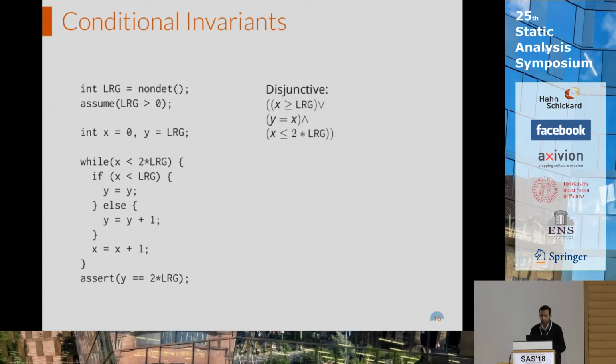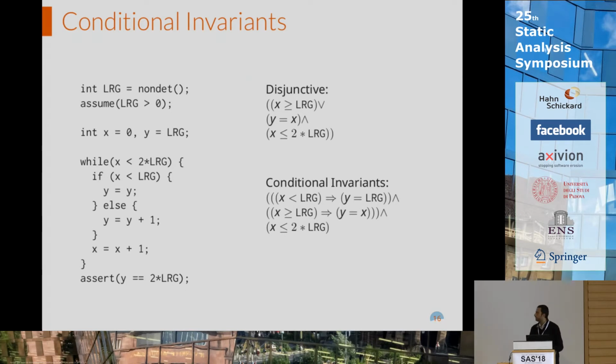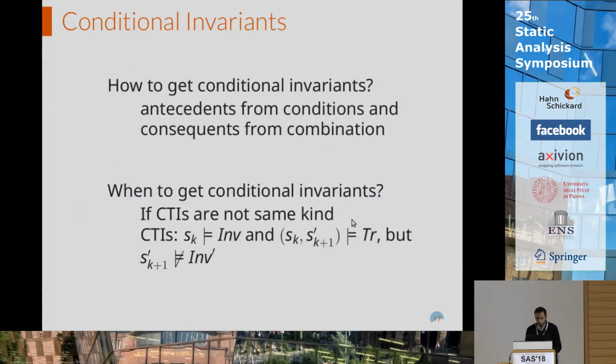Now what we propose is to get a conditional invariant. By conditional invariant, we mean we fix the shape of the invariant to the form alpha implies beta, and then we try to get alpha and beta. For example, in this case, we propose this as a candidate invariant, which is safe: if x is less than large, then y is large, and if x is greater than or equal to large, then y is equal to x. So now the question is, how does one get conditional invariants?